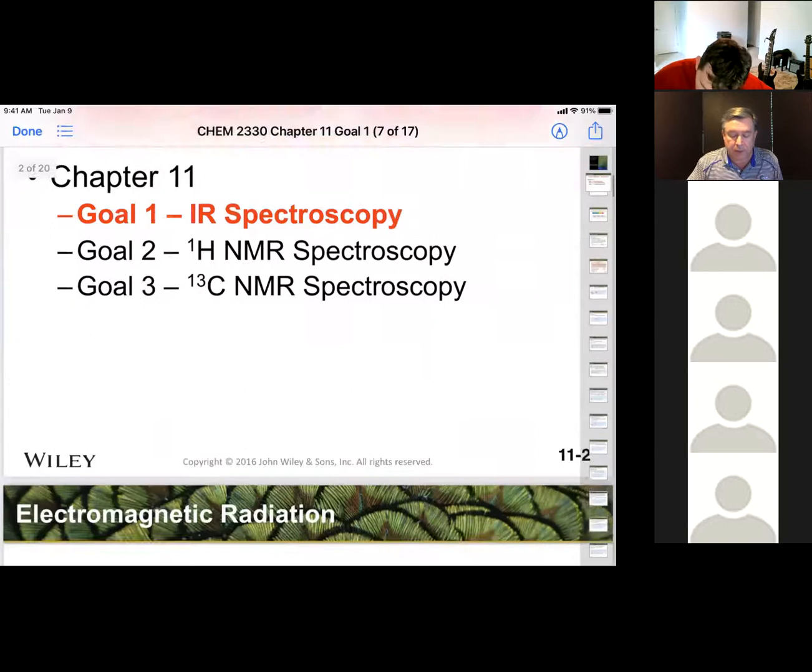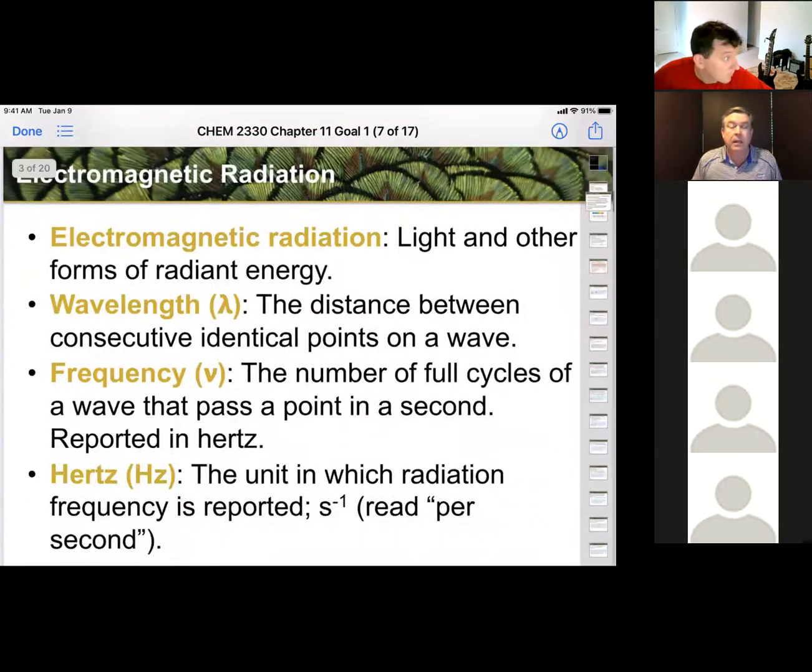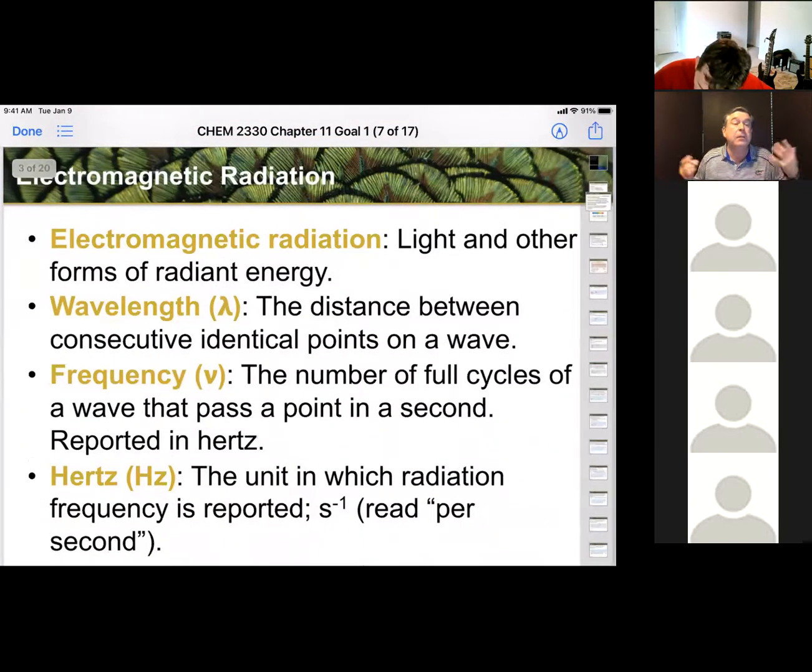But let's start with IR spectroscopy. Electromagnetic radiation comes in a lot of different forms. We also know it as light. Light is a thin band of that electromagnetic radiation, but it goes all the way to cosmic rays and all the way to heat. Infrared radiation goes down to radio waves, and it can go to microwaves, which are smaller. So we have this broad range of different things in that electromagnetic spectrum.